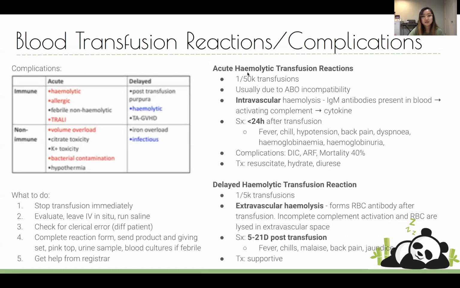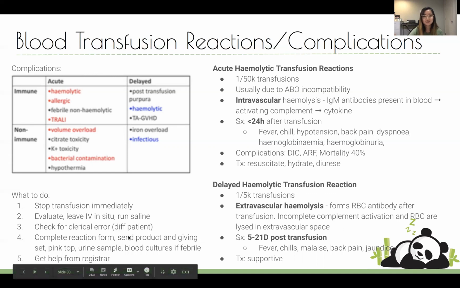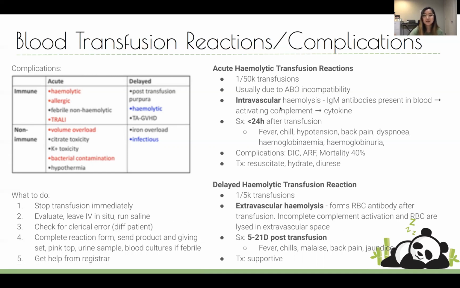So acute hemolytic transfusion reactions don't happen very often. It's usually due to ABO incompatibility, so just different patient, wrong patient. That causes intravascular hemolysis, and that's important. And it happens within 1 day of the transfusion. They get fevers, chills, hypotension, things like that. And mortality or death is 10%. So quite serious. Delayed hemolytic transfusion reactions.